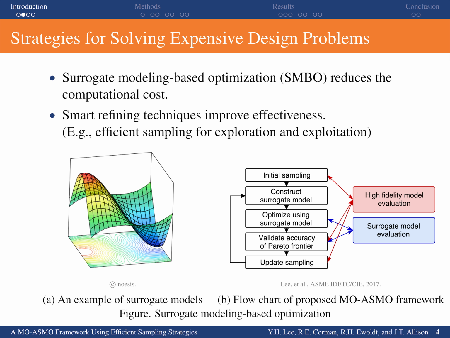Design optimization often involves a large number of high-fidelity model evaluations, which is computationally expensive. Surrogate modeling-based optimization is a well-established method to mitigate the computational burden for solving high-fidelity optimization problems. And smart refining techniques for improving surrogate accuracy improve effectiveness in reducing the computational cost.